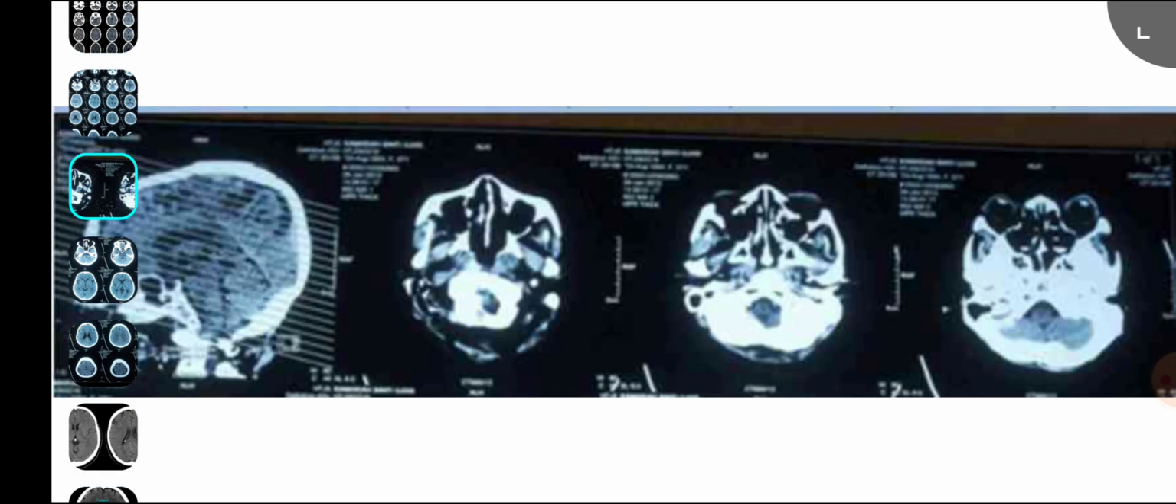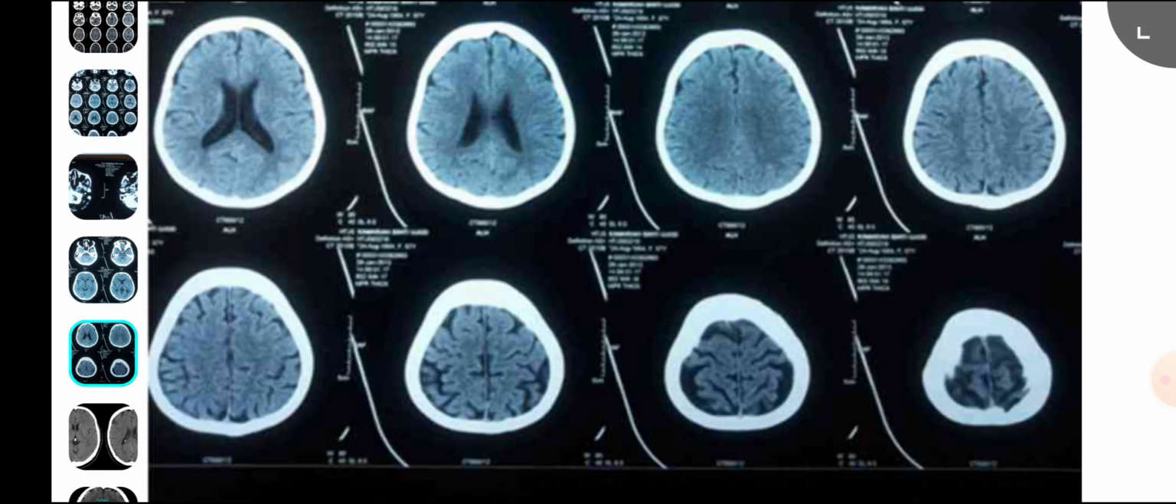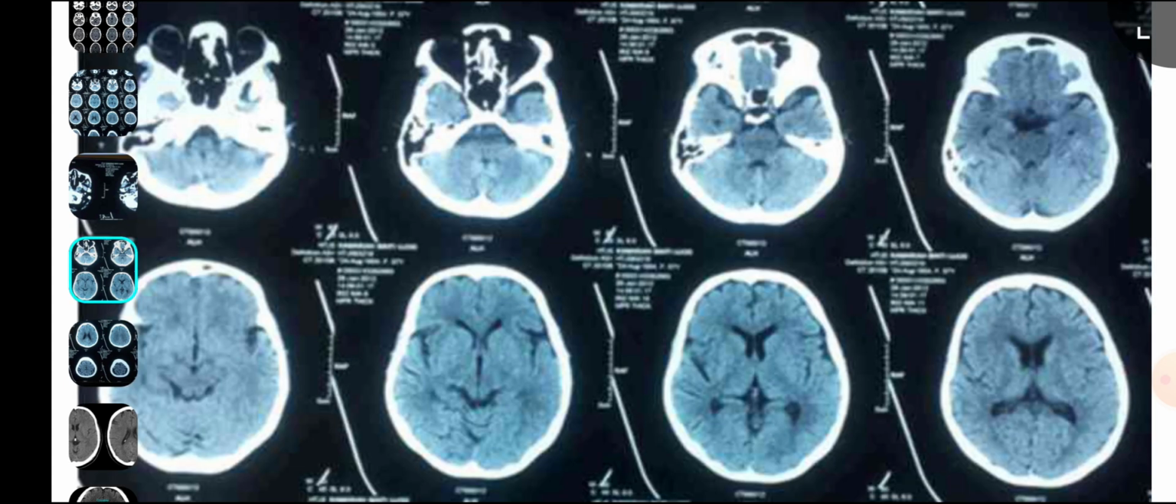Okay, just go a little above. No, it's cerebellum. Okay, we know that's the cerebellum. Okay, let's go here, go again. So this is the structure. How are we going to identify it? I'm going to give you a trick over here.